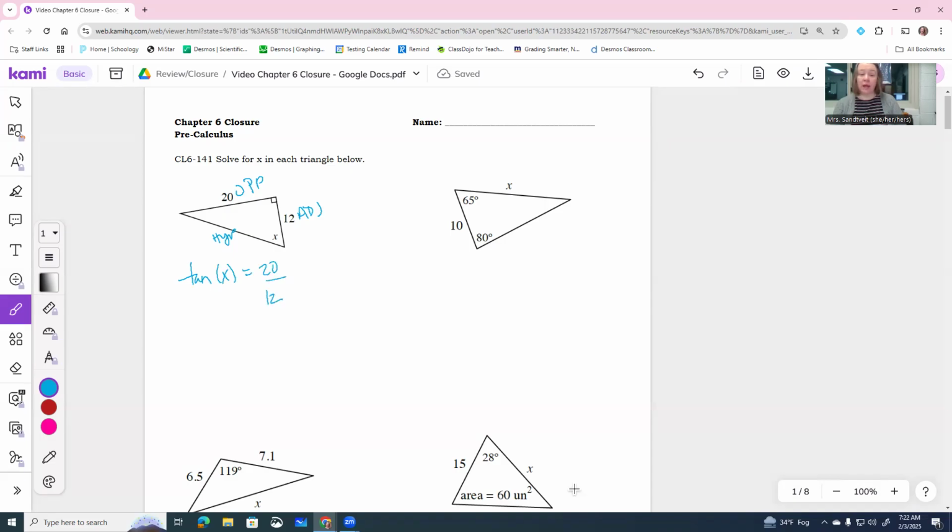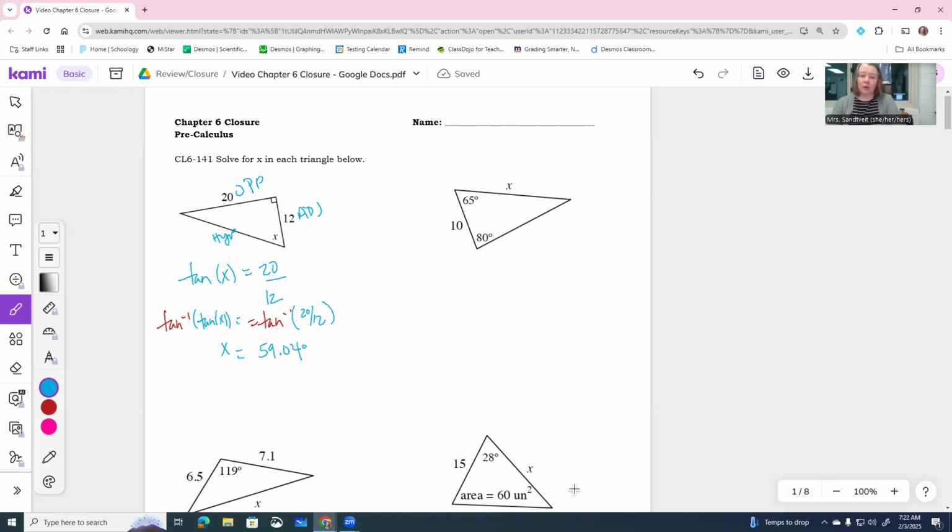And whenever I want to find the angle, I'm going to have to use the inverse. So to undo tangent, I have to take the inverse tangent of both sides, right? So the inverse tangent of the tangent of x is just x. And then the inverse tangent of 20 over 12, we're just going to put that into our calculator. So 59.04 degrees. On the test, it says to round to the nearest hundredth, so I'm going to round to the nearest hundredth.